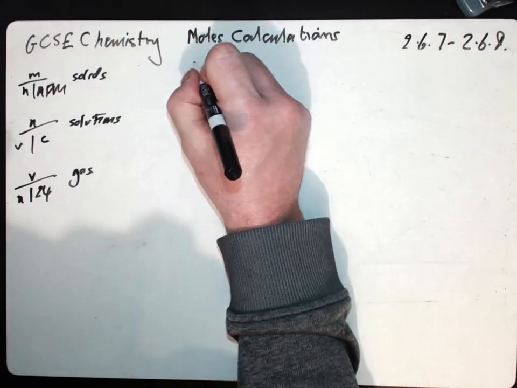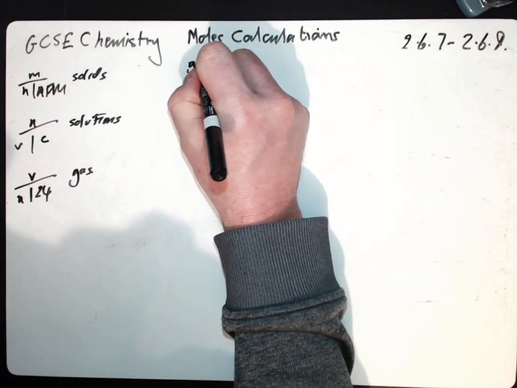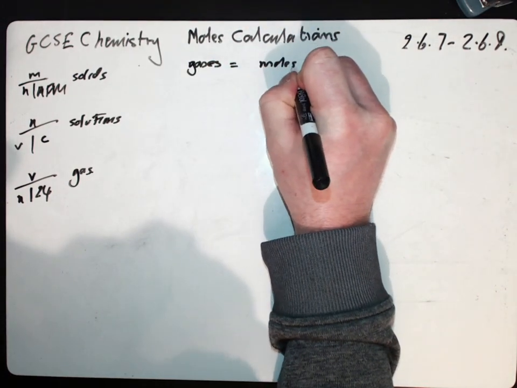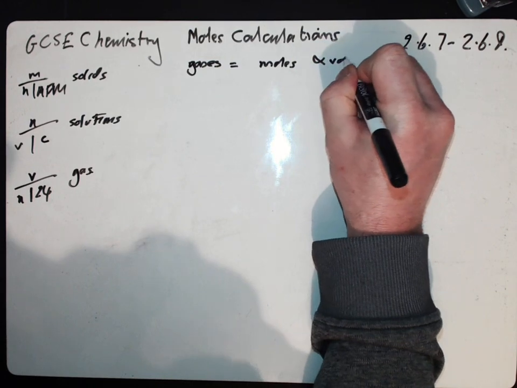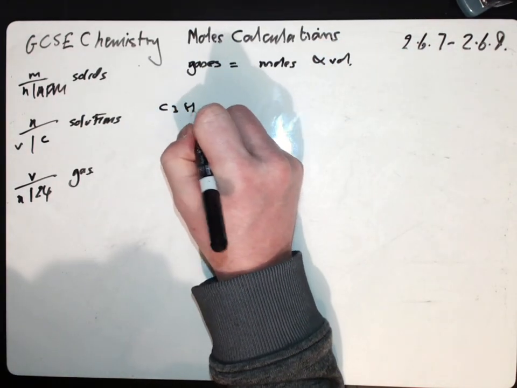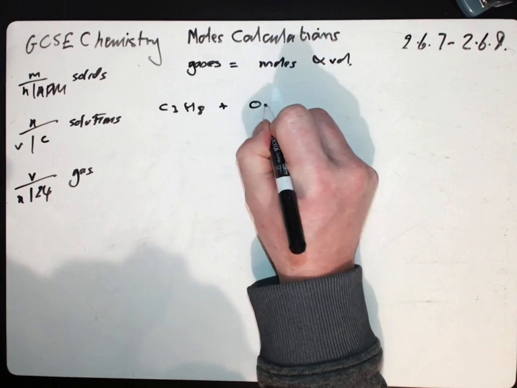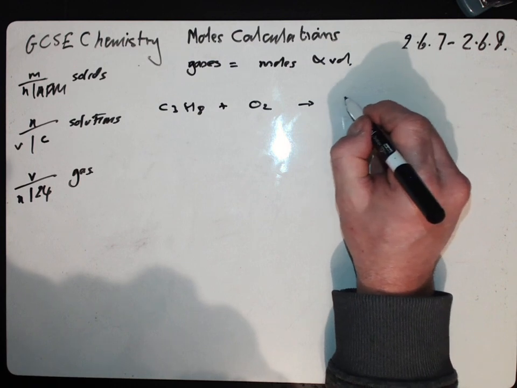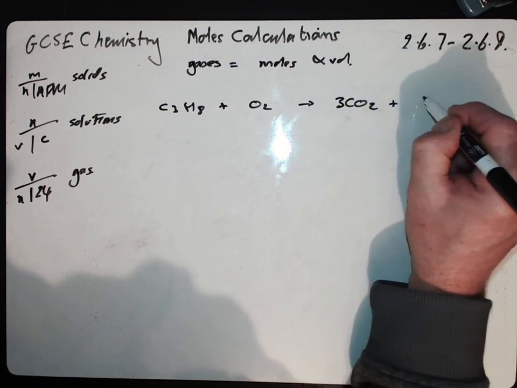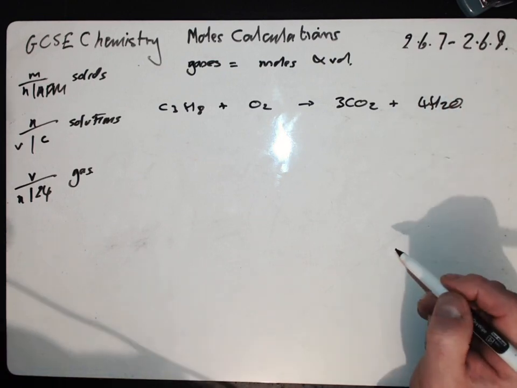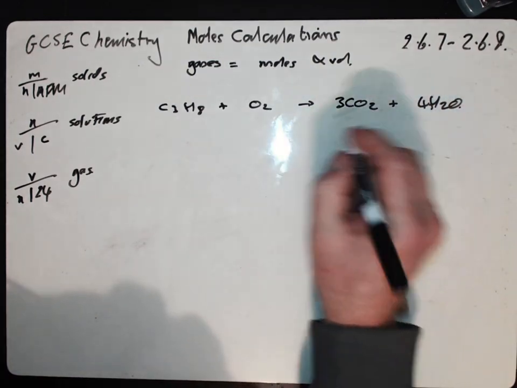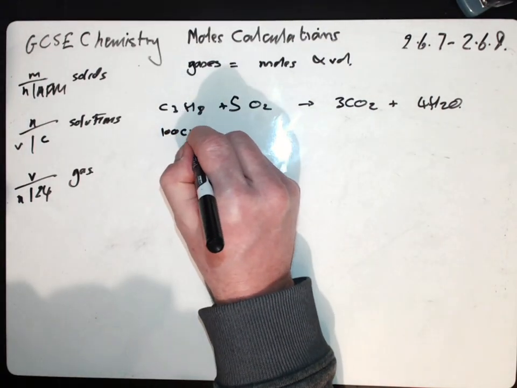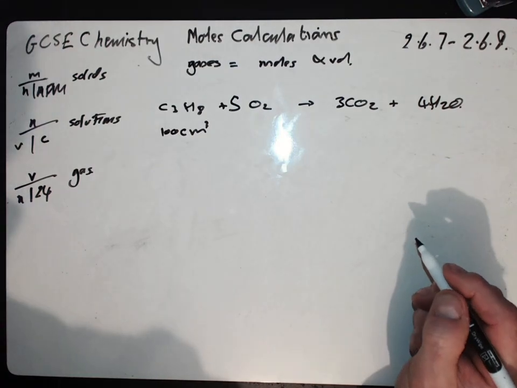Just a quick reminder that the number of moles for gases is directly proportional to the volume. So if we take a nice simple one to get us going, we're just going to take a combustion equation here of propane, C3H8, giving us carbon dioxide, and water. Just balance that up, it gives us 5 oxygens. So let's say the question is we've got 100 cubic centimeters of propane.